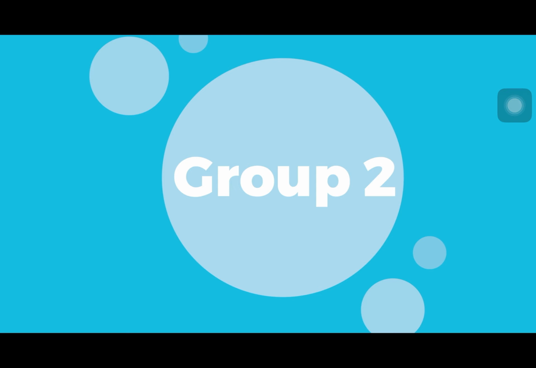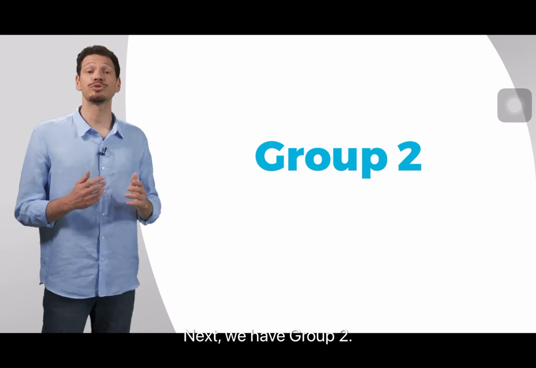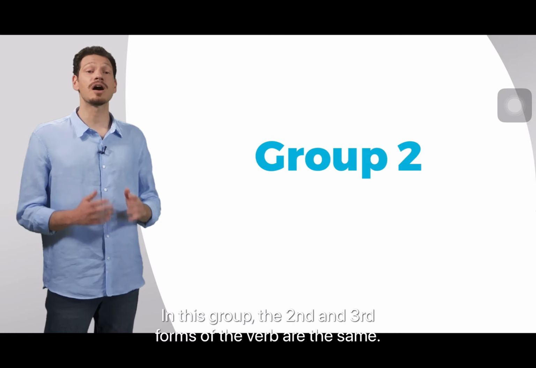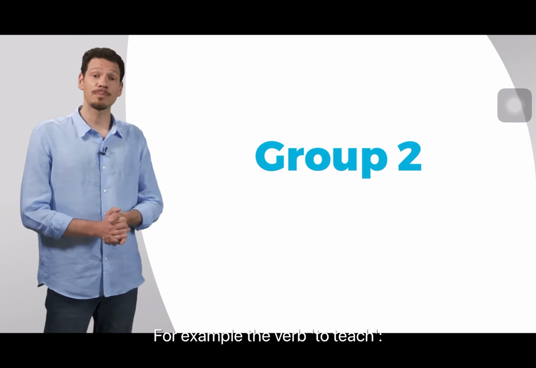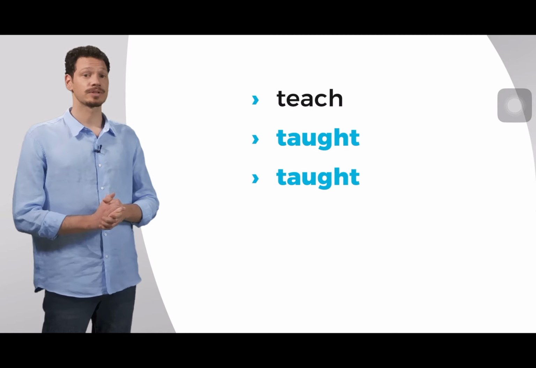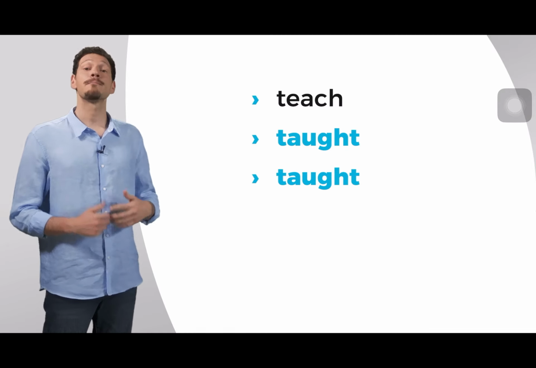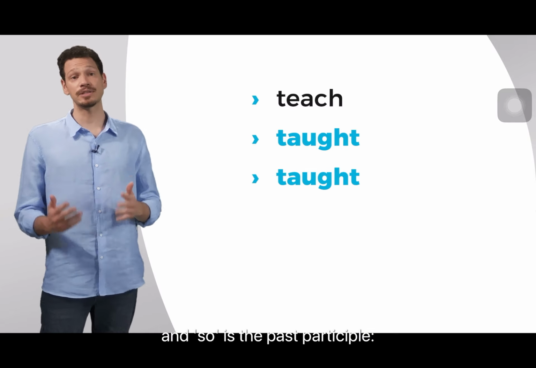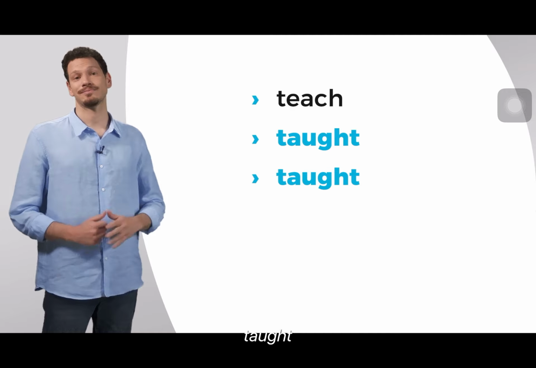Group 2. Next, we have Group 2. In this group, the second and third forms of the verbs are the same. For example, the verb to teach. Teach. The past simple form is taught, and so is the past participle, taught.